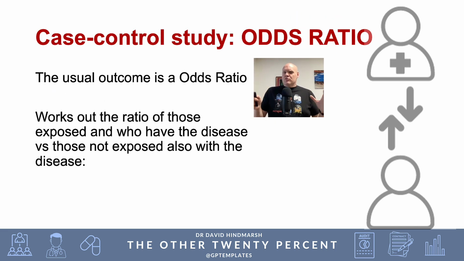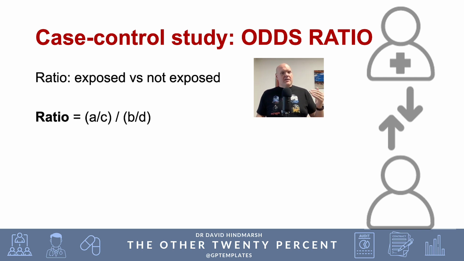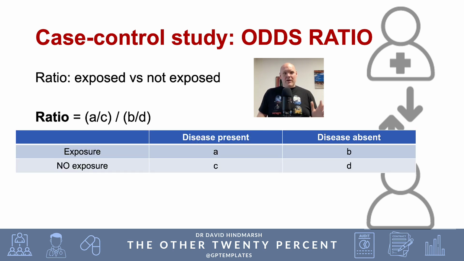So from a case control study, you can work out the odds ratio. That's the ratio of those, say, who've been exposed to something, who have the disease, versus those who haven't been exposed. We work out this ratio, and it's classically done as A divided by C, divided by B, divided by D, and I'll show you what I mean by that. It's all to do with this table, and just be mindful that this is what we're talking about there.